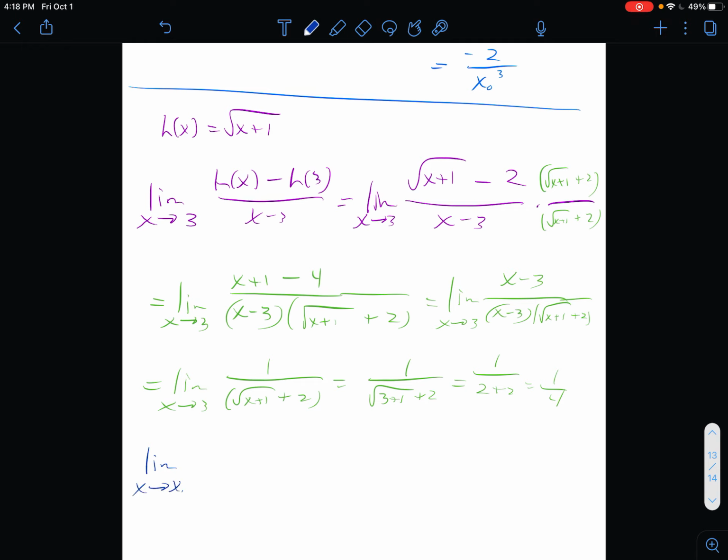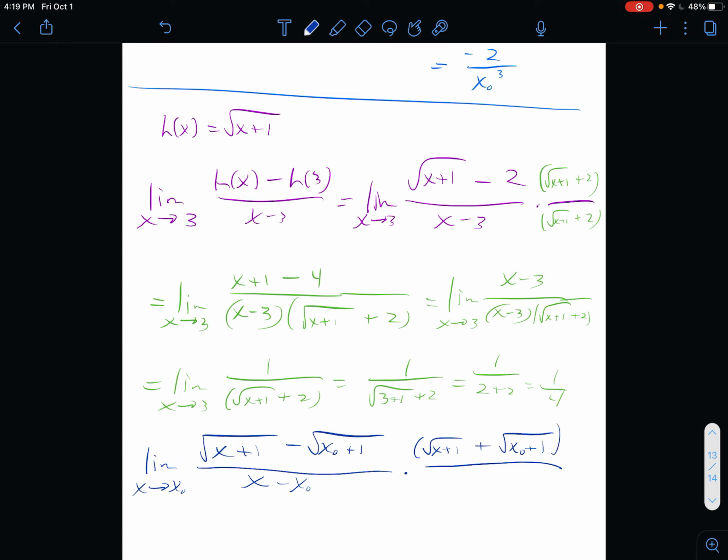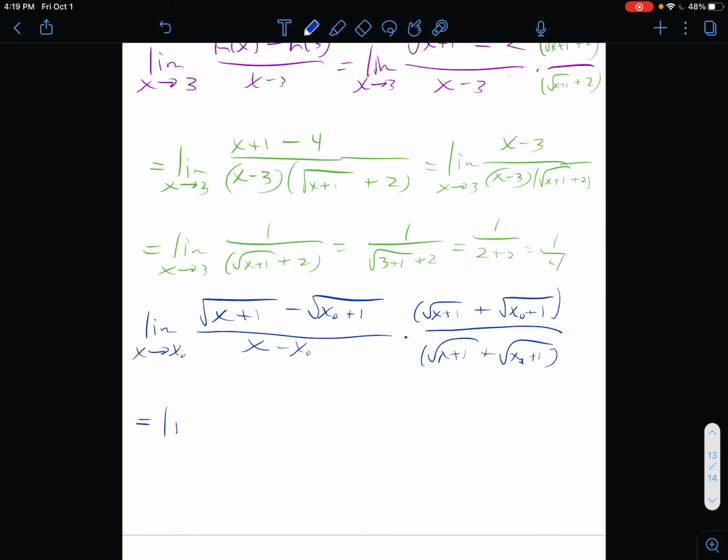Limit as x approaches x naught of the square root of x plus 1 minus the square root of x naught plus 1 over x minus x naught. Let's introduce a conjugate. We'll just put a plus in the middle here. When I multiply up top, I get x plus 1 minus x naught plus 1. Let's put all that in parentheses so we subtract it correctly.